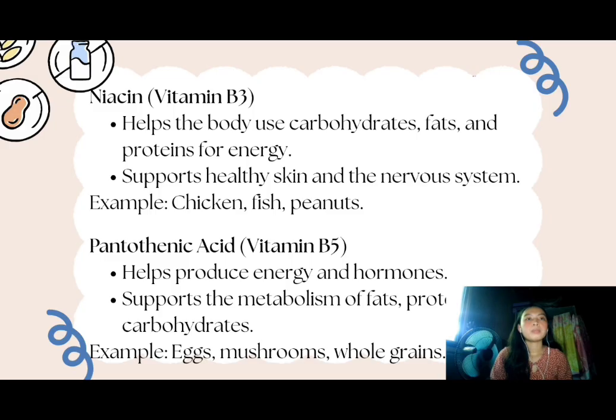The last one is pantothenic acid or vitamin B5. It helps produce energy and hormones, and supports the metabolism of fats, proteins, and carbohydrates. Pantothenic acid or vitamin B5 can be found in eggs, mushrooms, and whole grains.